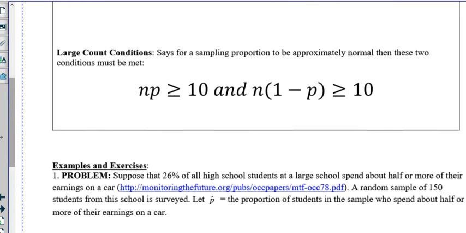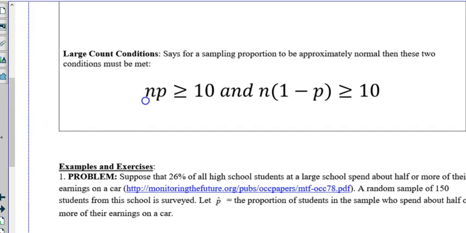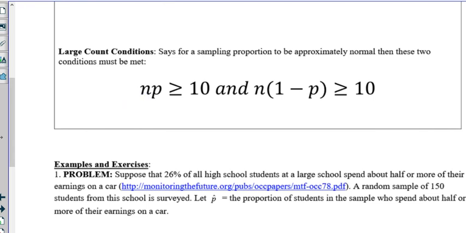For it to be a good study, a good sample, we have to have two things happen. It's called large count conditions. We're going to take the number of things in our situation times P, again, the 0.35, and that has to be greater than 10. And then we have to take the number times 1 minus P, the change we're getting back, and that has to be greater than 10.